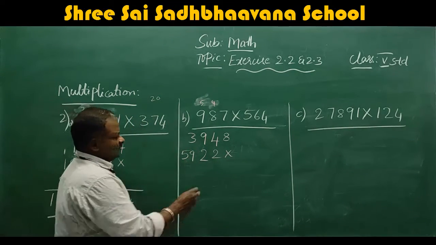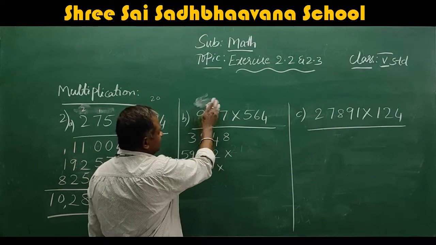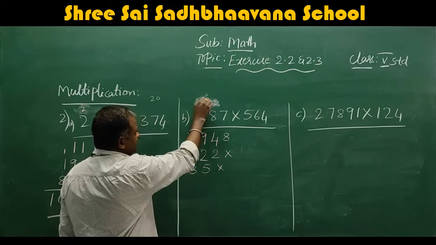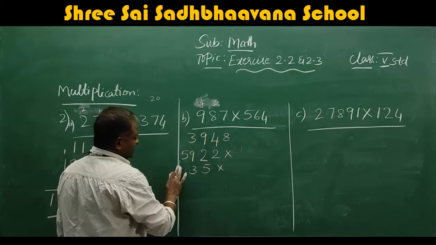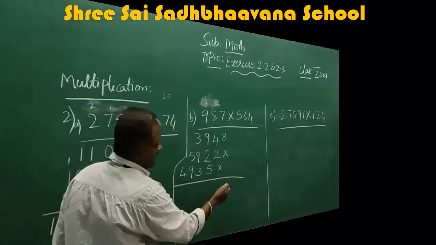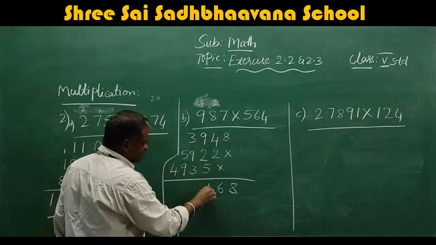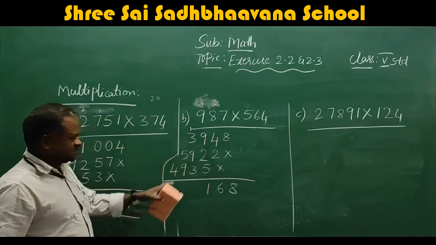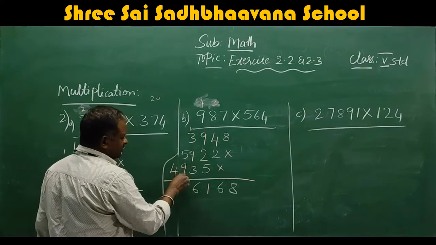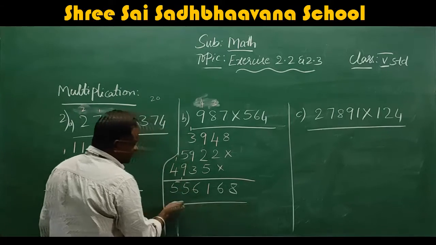Okay. Next from 5. 5 sevens are 35, carry 3. 5 eights are 40 plus 3, 43, carry 4. 5 nines are 45 plus 4, 49. Okay, 49. 8, 4 plus 2, 6, 9 plus 2, 11, 11 plus 5, 16, carry 1. 4, 4 plus 9, 13, 14, 15, 16, carry 1. 1 plus 9, 10, 10 plus 5, 15, carry 1, 5. So this is the answer.